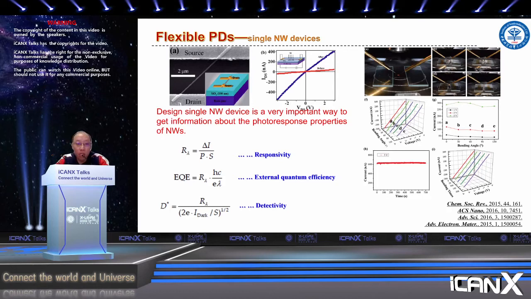You can see in this image the single nanowire device, and when this device was irradiated with light, the conductance of the device shows an obvious change. And with this single nanowire device, we can get some very important parameters of the photo response performance. For example, we can get the responsivity, external quantum efficiency, detectivity, and many other parameters, for example response time, recovery time, and many others.